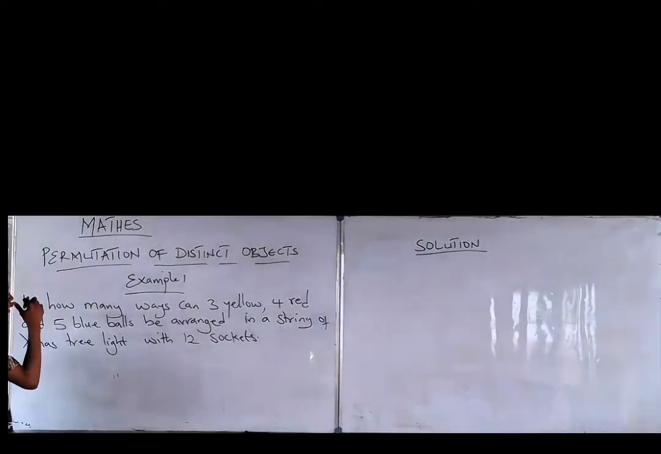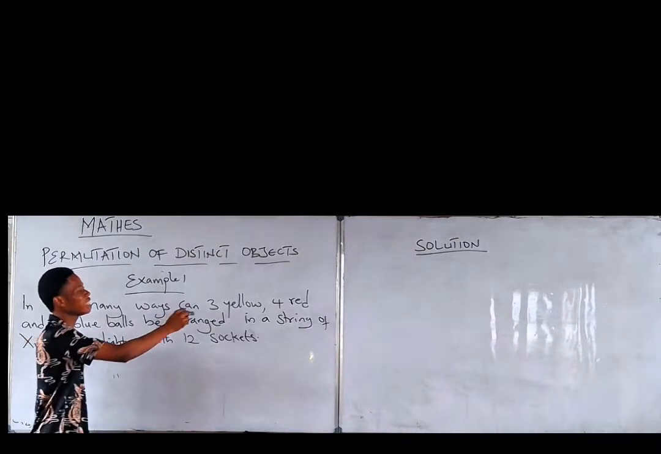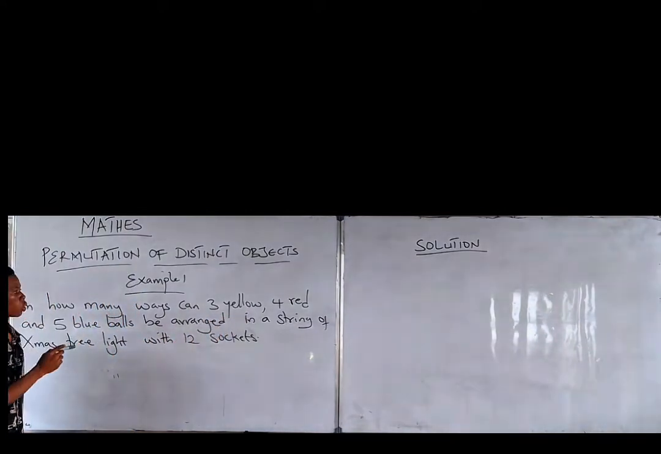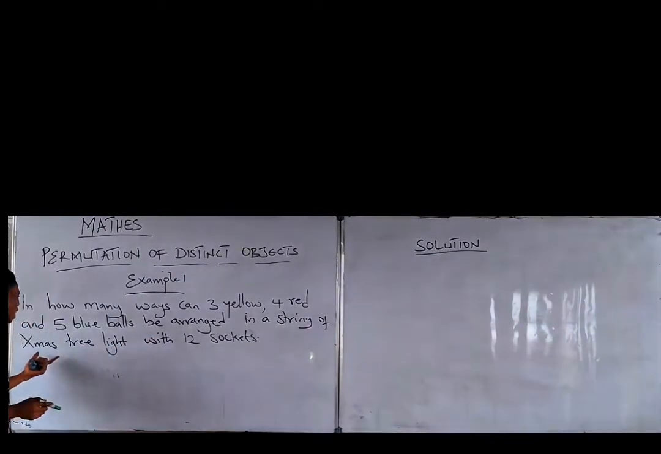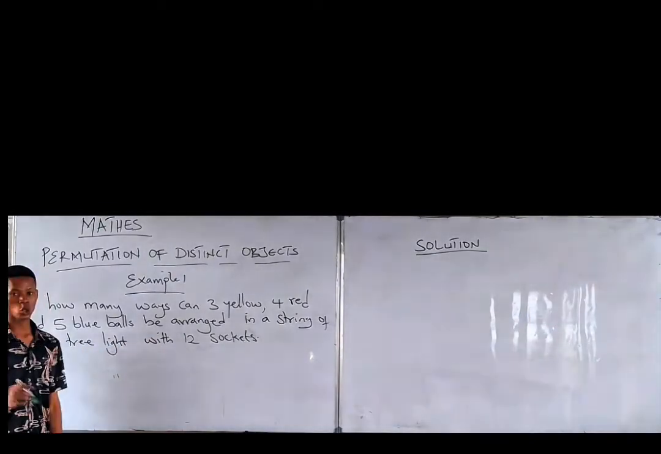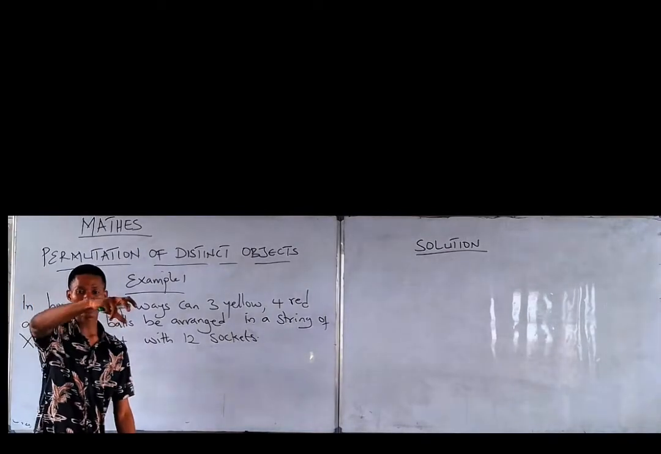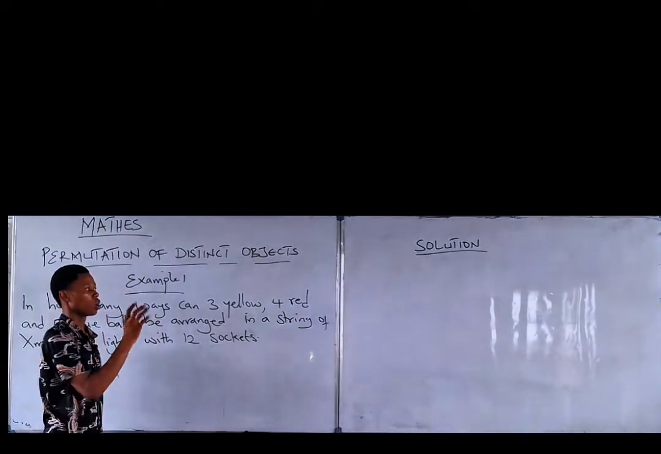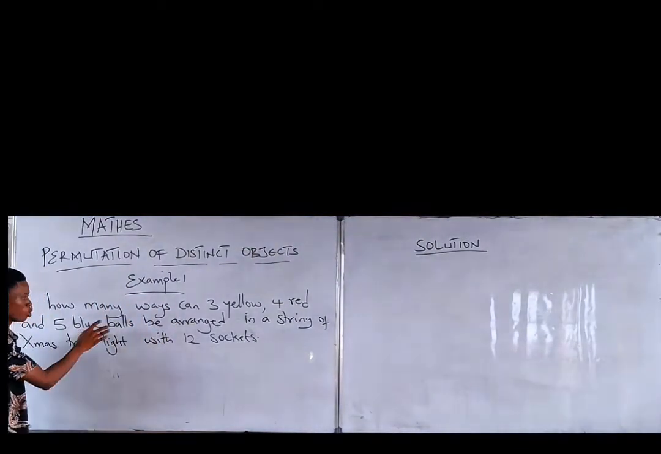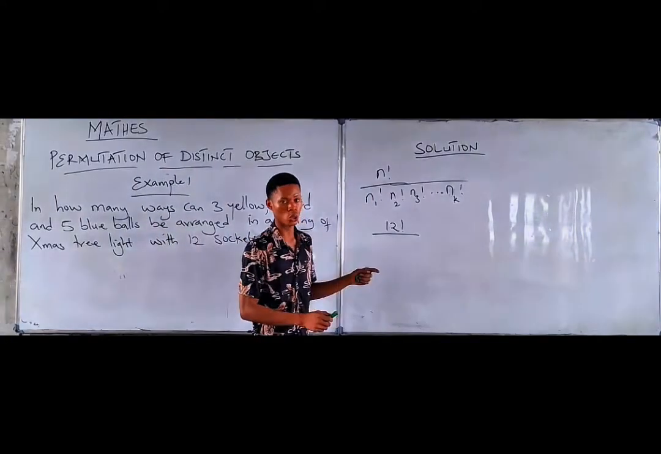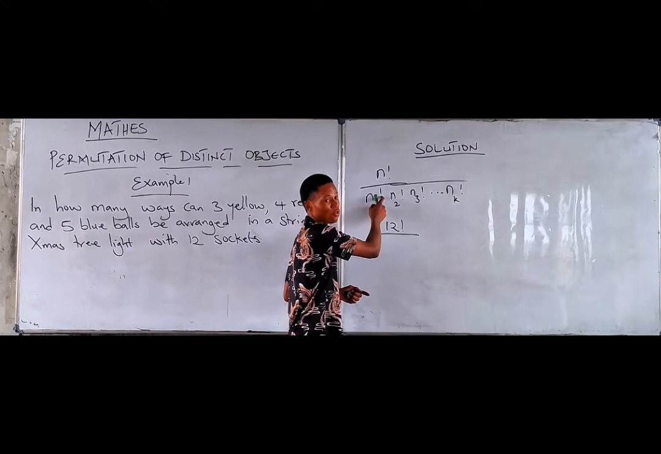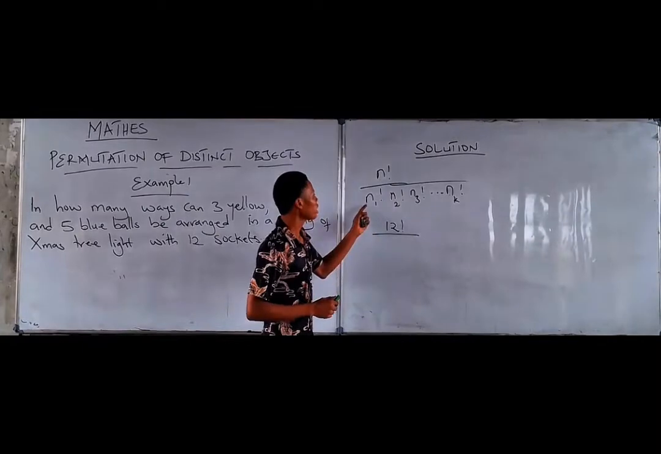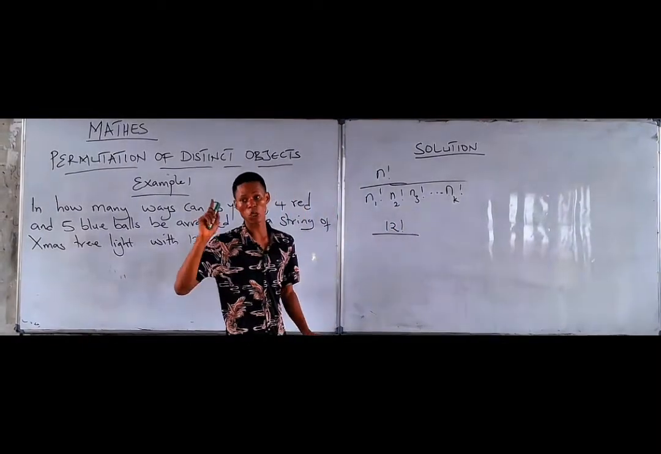Now in example 1, in how many ways can 3 yellow, 4 red, and 5 blue balls be arranged in a string of Xmas lights with 12 sockets? You have 12 places to put the balls, and you have 3 yellow balls, 4 red balls, and 5 blue balls. If you want to solve this, this is the formula you use: N factorial all over N1 factorial times N2 factorial times N3 factorial. Now, N1, N2, N3 are the number of distinct objects we have.